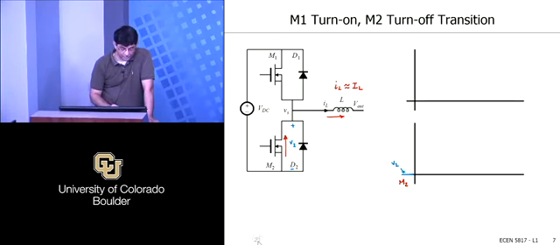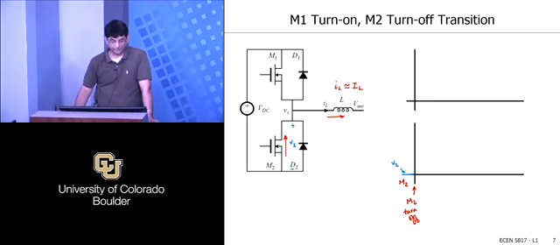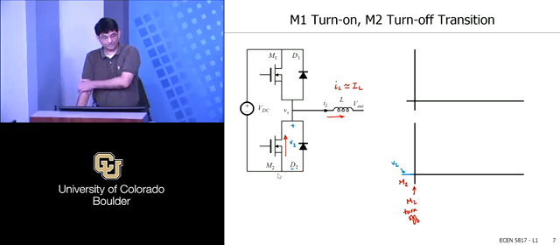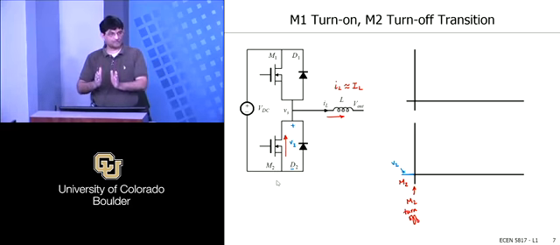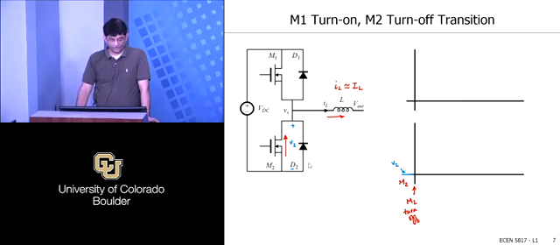So at this point, what I'm going to do is I'm going to basically turn M2 off, right? What happens when I turn M2 off? And remember, I'm not turning M1 on because I want to keep some separation. I want to keep some dead time to avoid shoot through. So I haven't turned M1 on. Initial state is M2 is on, current is going through the inductor and M2, and I basically turn M2 off.